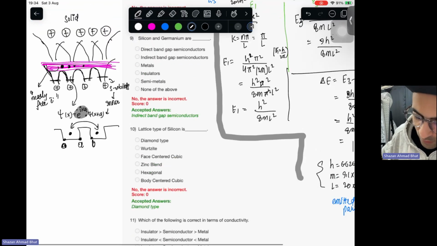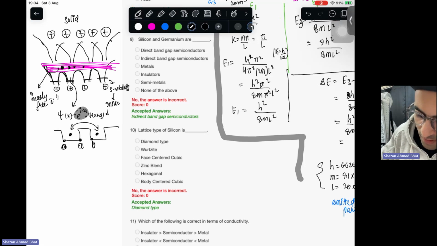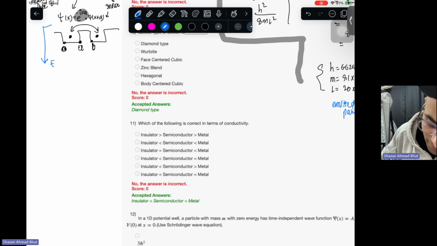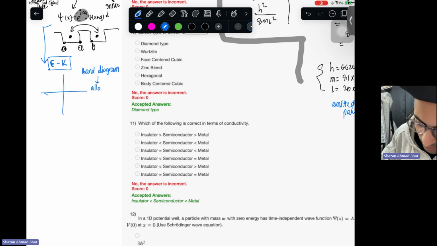But what we have to discuss here is that there arises a picture of something called direct and indirect band gap. When you see this picture in energy momentum space, you get something called a band diagram. The band diagram denotes the allowed energy levels of the electron. And for, let's say, silicon, you get something like this, where this is the conduction band minima, and this is the valence band maxima.